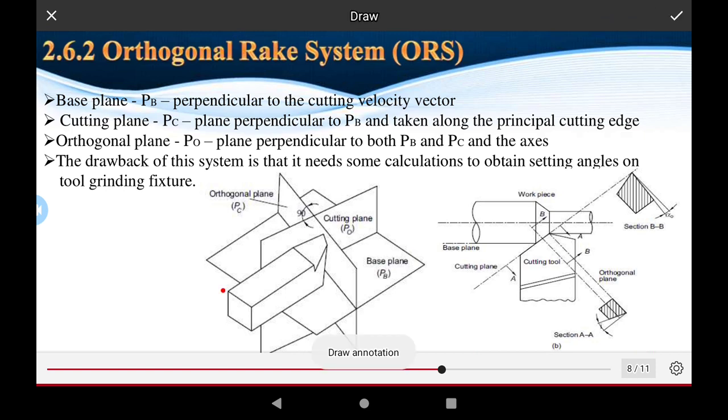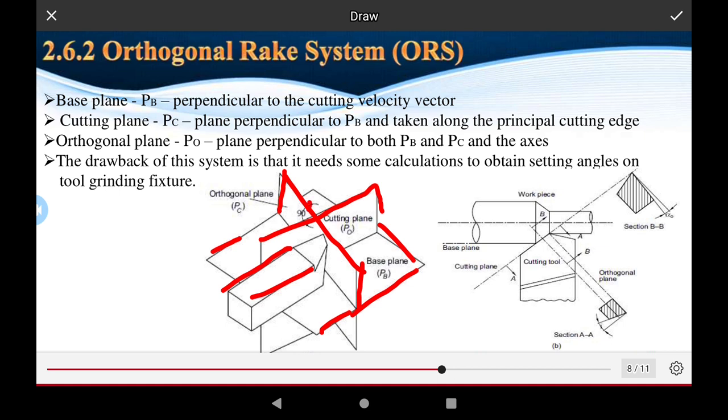This is the tool presented. This is the base plane, and this is the cutting plane. PO is the orthogonal plane, and this is the base plane. This is the base plane and the orthogonal plane. This is the orthogonal plane PC. This is also the tool. Okay, at this point, this is the cutting plane.